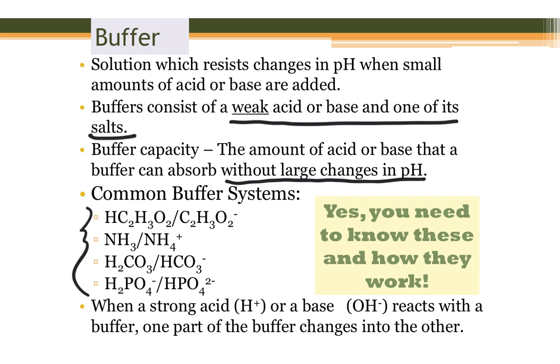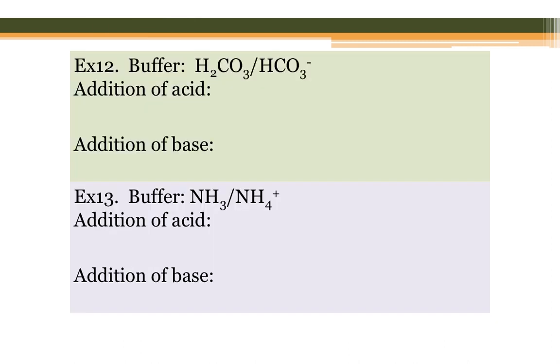When strong acid or base reacts with a buffer, one part of the buffer changes into the other one. And this is much easier to see when I do some reactions with you. But what happens if you add H+ to acetate? What do you get? You get the other half of the buffer system. Same thing if you added hydroxide to ammonium, you would produce ammonia. And by doing that, it absorbs those hydrogen or hydroxide ions that you're adding in an acidic or basic solution, and it maintains neutrality.